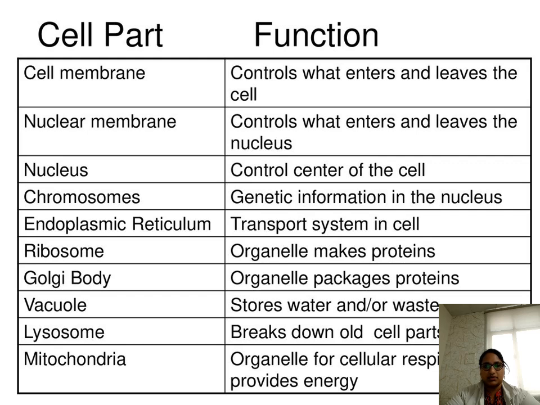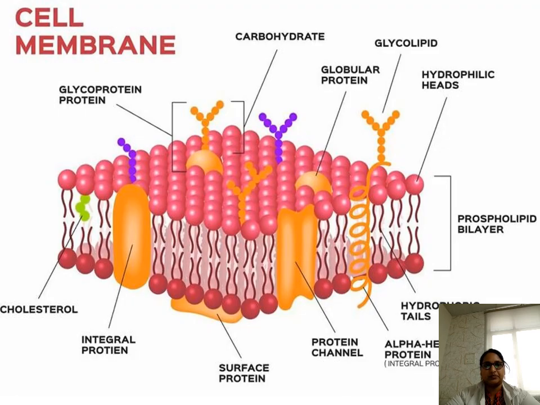And ribosomes are the organelles which make up proteins. And Golgi bodies package and process the proteins. Vacuoles store water and waste material. Lysosomes break down the old cellular parts through enzymes. And mitochondria is where cellular respiration occurs. That is a site for ATP generation and provides energy for us.